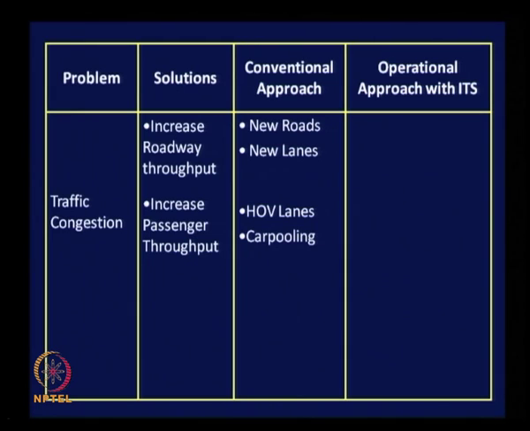Once you provide HOV lanes, obviously you will find that carpooling picks up, mainly because more and more people want to occupy a single vehicle and take advantage of HOV lane, which facilitates faster movement. Or you can also think of providing fixed route transit service, good transit service, metro rail system, good tram system, faster bus service, and so on.